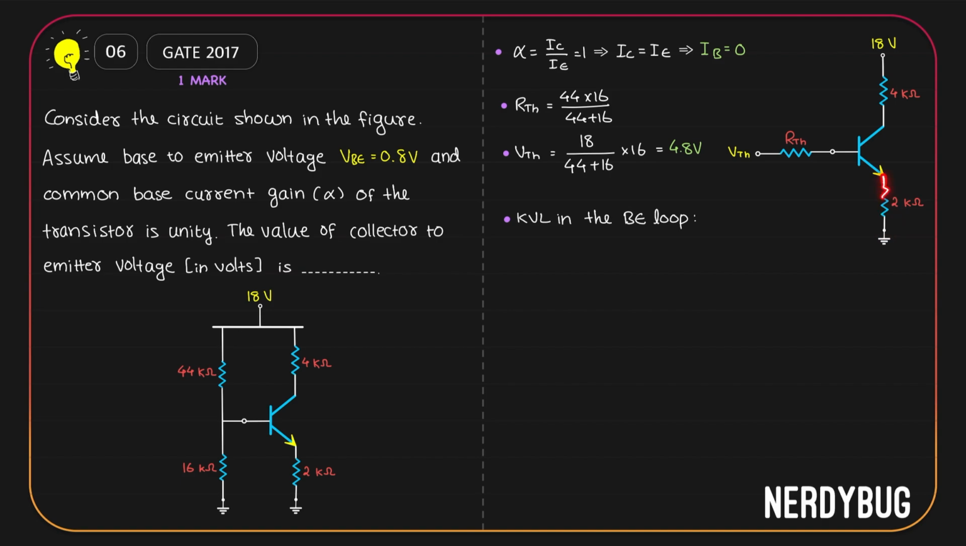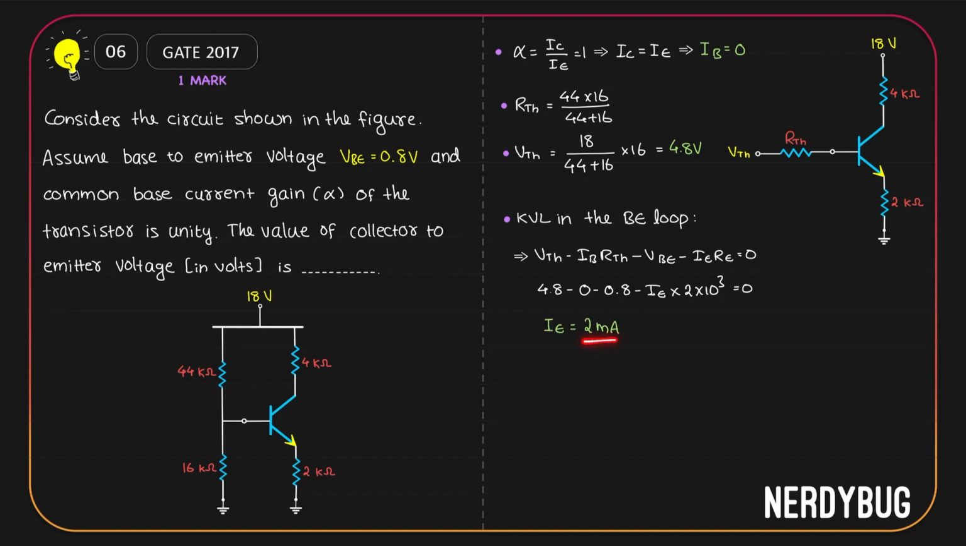Since IE is flowing in this direction, the potential across this resistor will be positive here and negative here. So I can write VTH minus IB RTH minus VBE minus IE multiplied by 2 kilo ohm is equal to 0. We know the value of VTH, it is 4.8 volt. We found IB to be 0. VBE is given in the question, 0.8 volt. RE is also given, 2 kilo ohm. Let us substitute all the values so we get the value of IE.